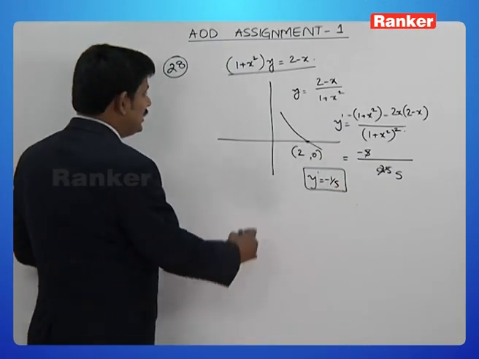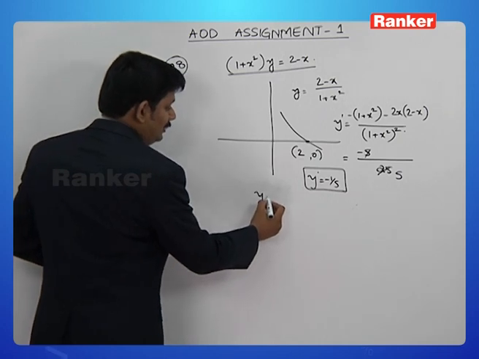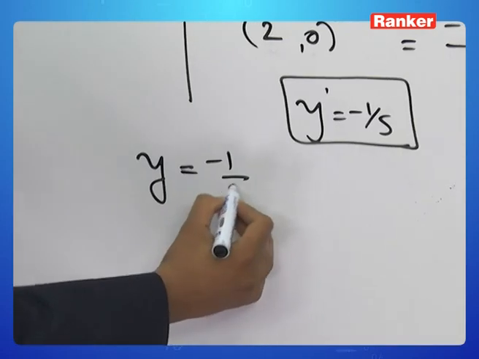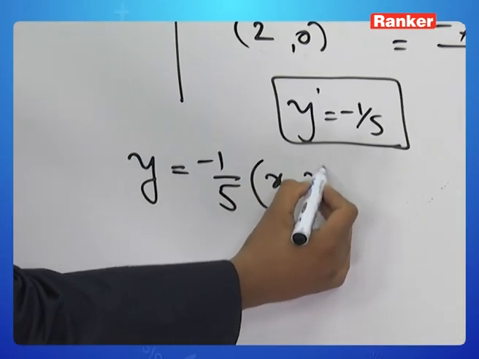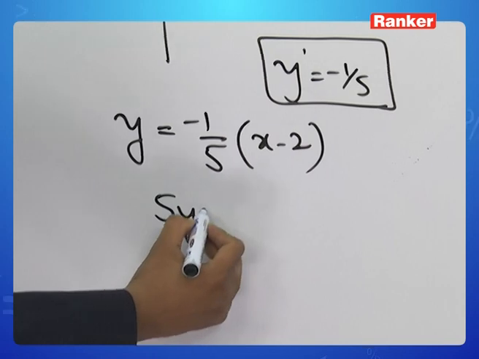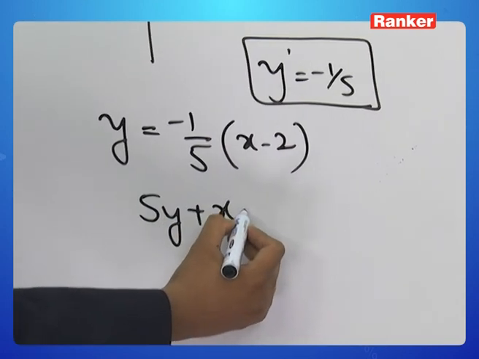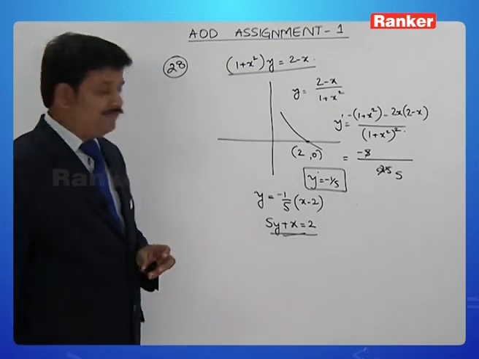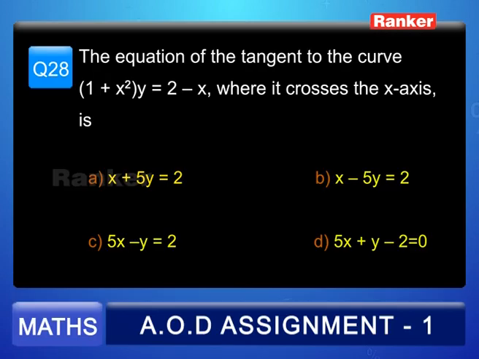The equation of the tangent would be y - y1, which is 0, equals m times (x - 2), where m is -1/5, which gives 5y + x = 2. So the equation of the tangent is 5y + x = 2, which is option A. So the answer is A.